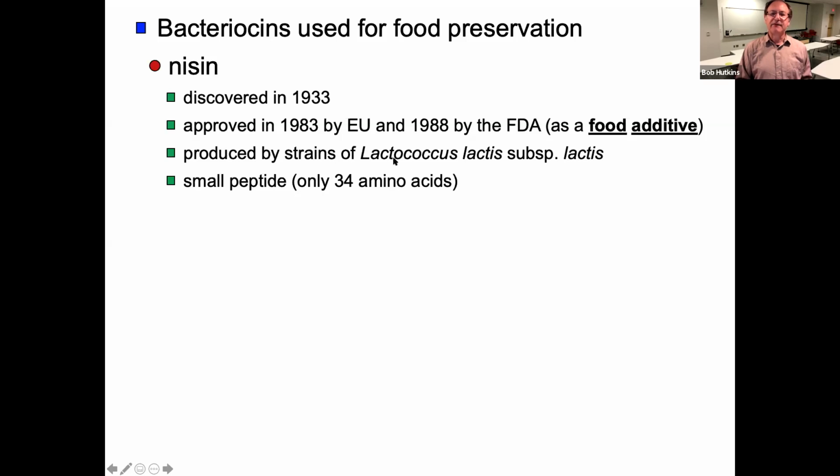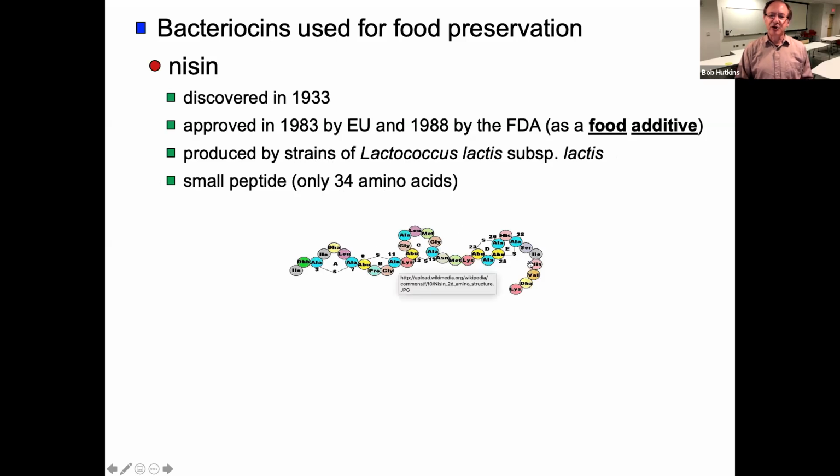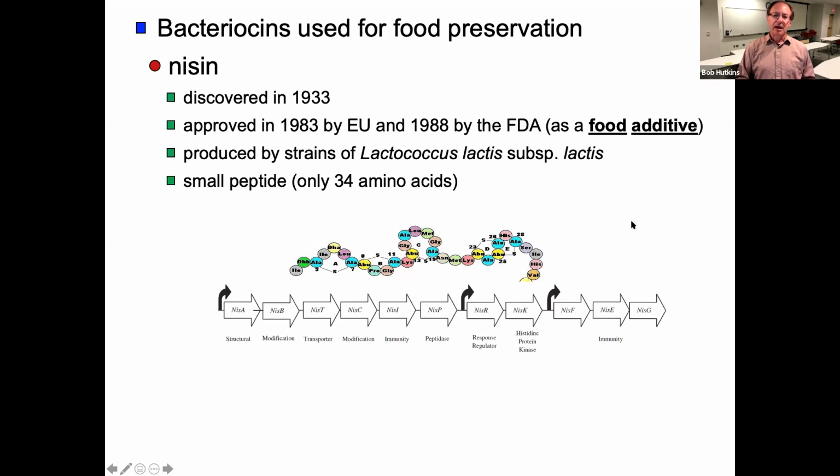It's produced by different strains of Lactococcus lactis, subspecies lactis. This is an organism common in cheese and other dairy products, but only certain strains of Lactococcus, okay? And it's a really small peptide, 34 amino acids. That's really small, okay? And there you can see the primary structure, each amino acid, lysine, valine, histidine, serine, and so forth. And you can see the genes encoding for it. So there's about 10 genes that are involved.